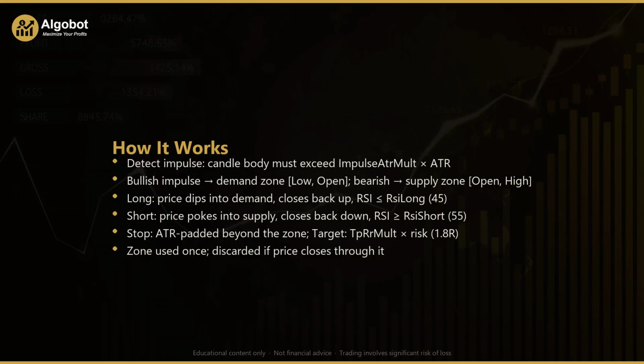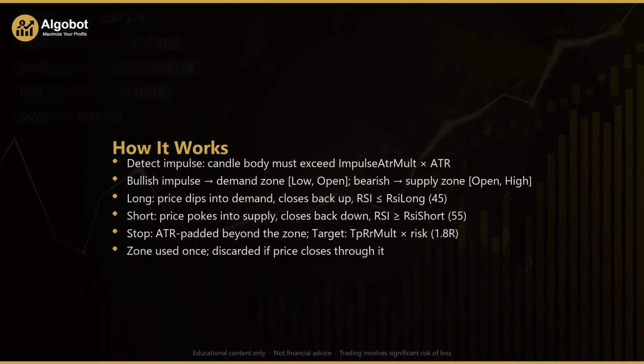Now the strategy waits for price to return. For a long signal, four conditions must all line up on a single closed bar while no position is open. First, there must be an active and used demand zone. Second, the bar's low must dip into that zone. Third, the bar must close back above the bottom of the zone and close higher than it opened, a bullish reaction. And fourth, the RSI must be at or below the RsiLong level, which defaults to 45, confirming depressed momentum. When all four agree, the strategy signals a buy at the ask price.